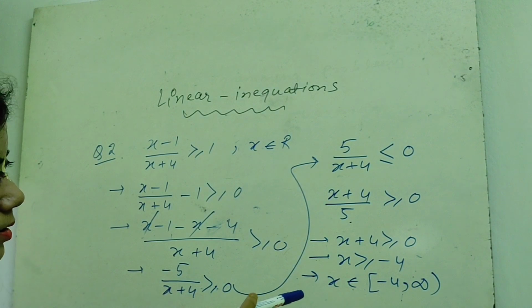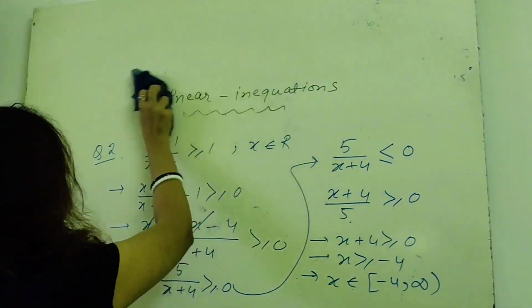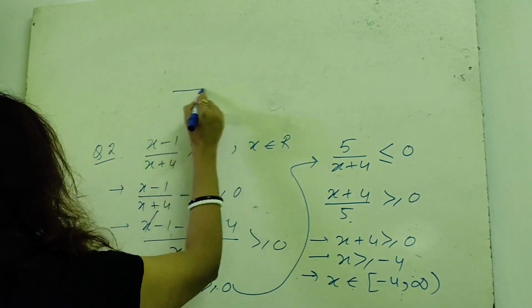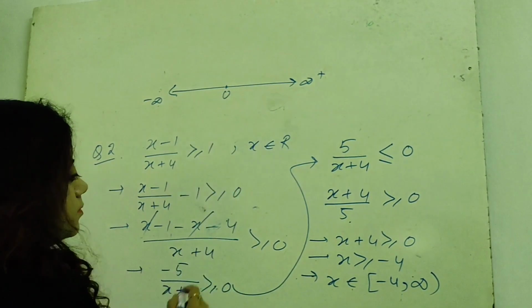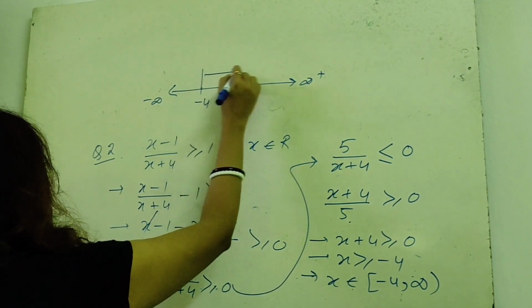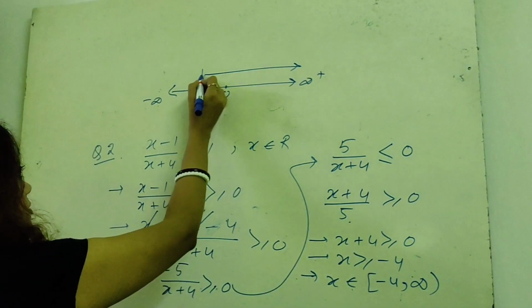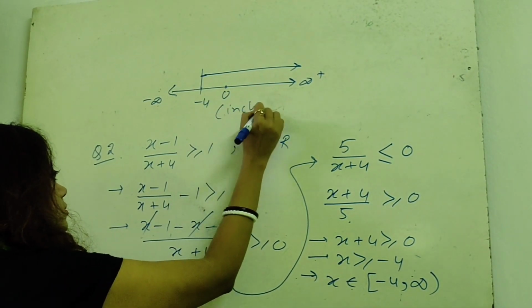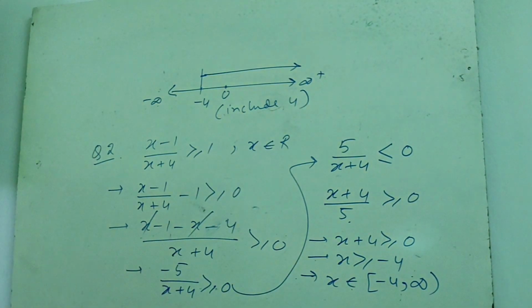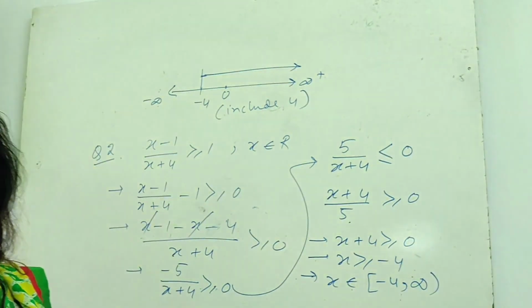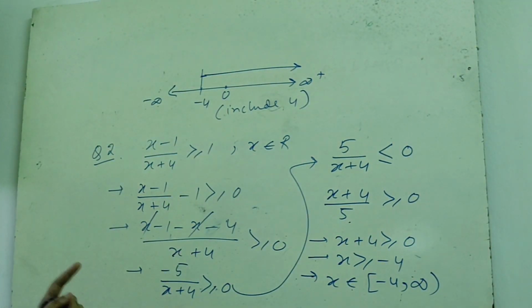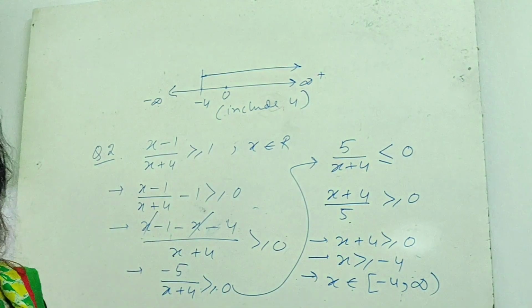If you want to draw this on the number line, then the number line will be like plus infinity, minus infinity, 0, minus 4, it will be like this. It will include minus 4. That is why it is third bracket. I will repeatedly tell you one thing. Don't cross multiply here. Okay. It's a common mistake for most of the students.